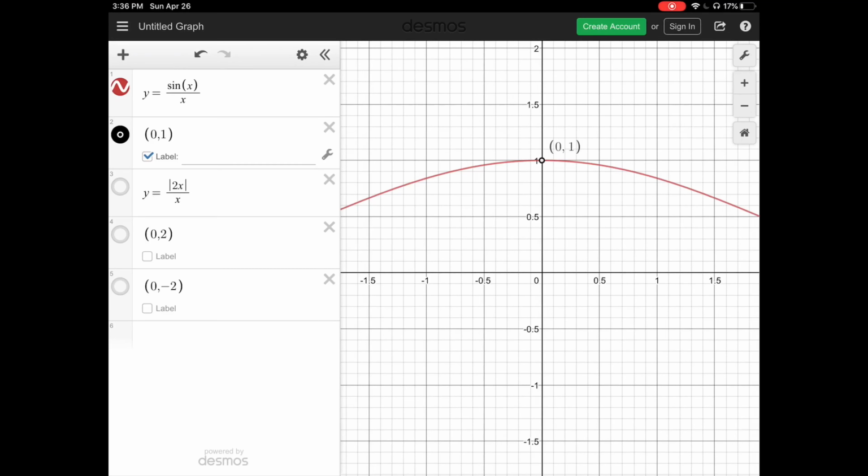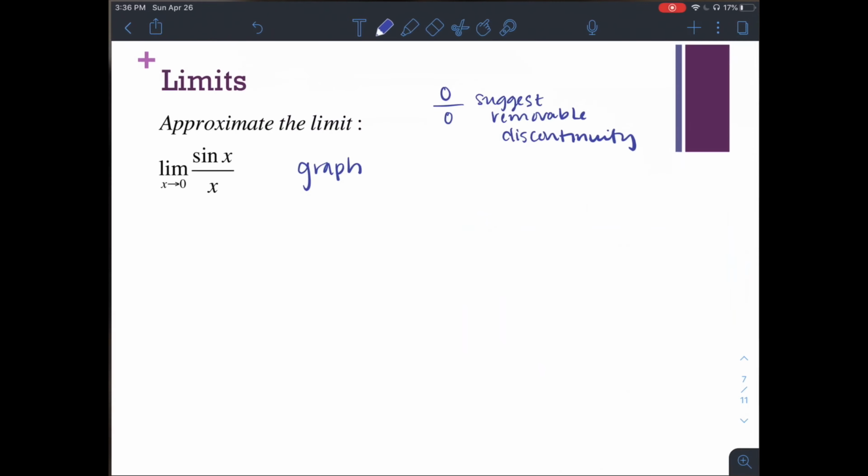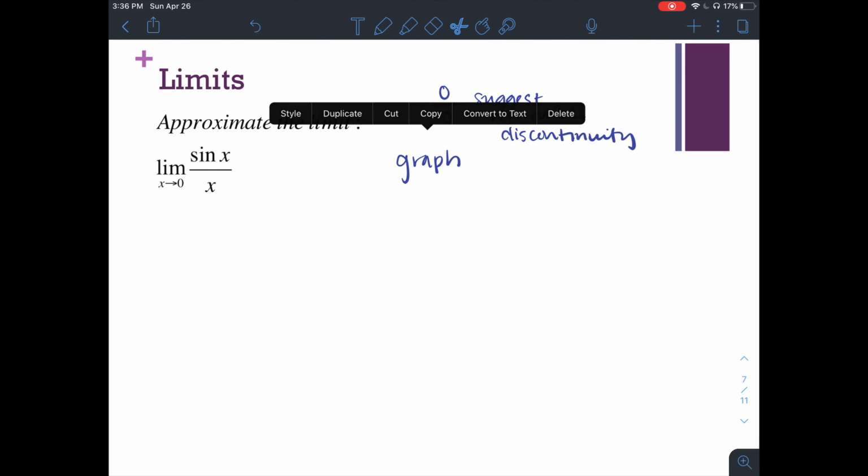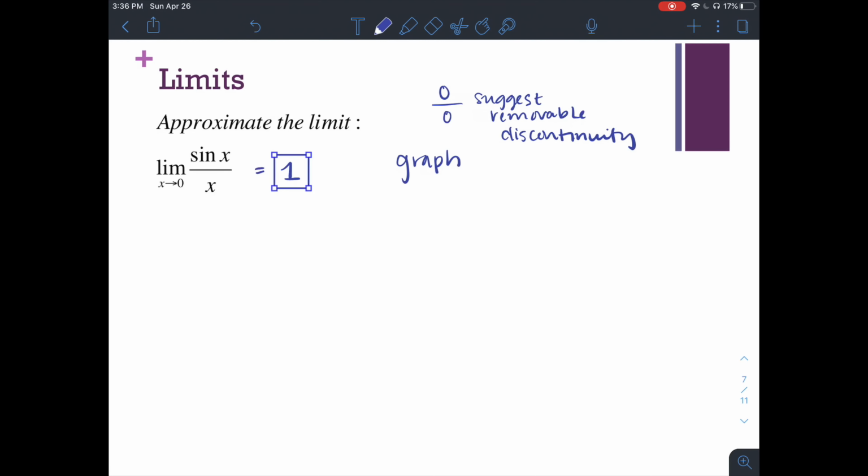But graphically, we can see that as I come from the left and as I come from the right, I am approaching 1. So if I go back here using my graph, I can say that the limit here is 1. And we use our graph to approximate that. So that phrase right there, approximate the limit, is typically a good indicator. You should try a table or graph.